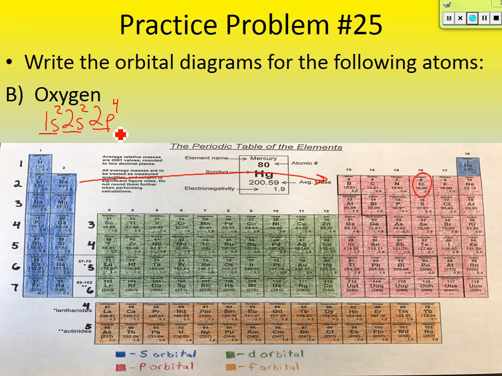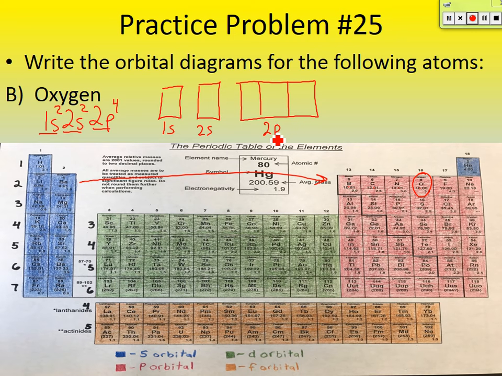Let's draw the boxes. How many boxes for the s? Just 1, so I'm going to draw this one for 1s. But I also have a 2s, label it. And how many boxes for the p orbital? 3, so draw a rectangle and then kind of divide it. Okay, and label it 2p.